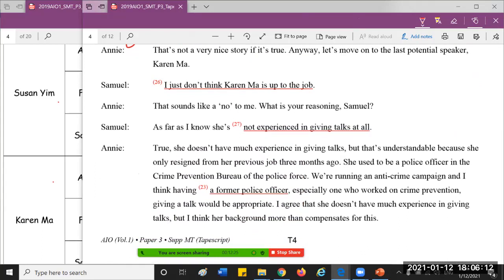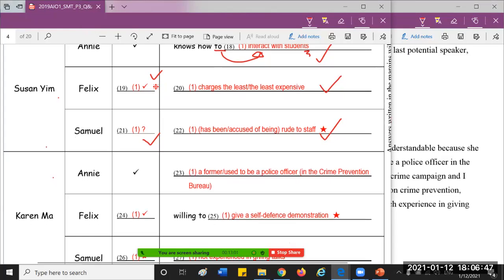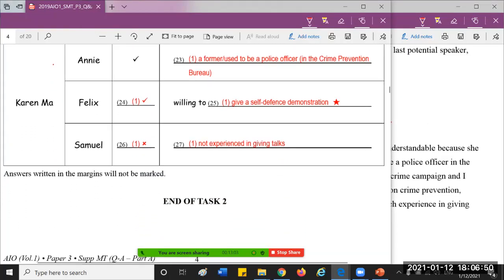Let's move on to the last potential speaker, and that's Karen Ma. "I just don't think Karen Ma is up to the job," and that is Samuel talking. So no for Samuel. Why? Not experienced in giving talks at all. Pay attention to the S here, and experienced is used as a past participle describing her. It's like an adjective, okay? Experienced. So Samuel, Karen Ma, the answer is no.